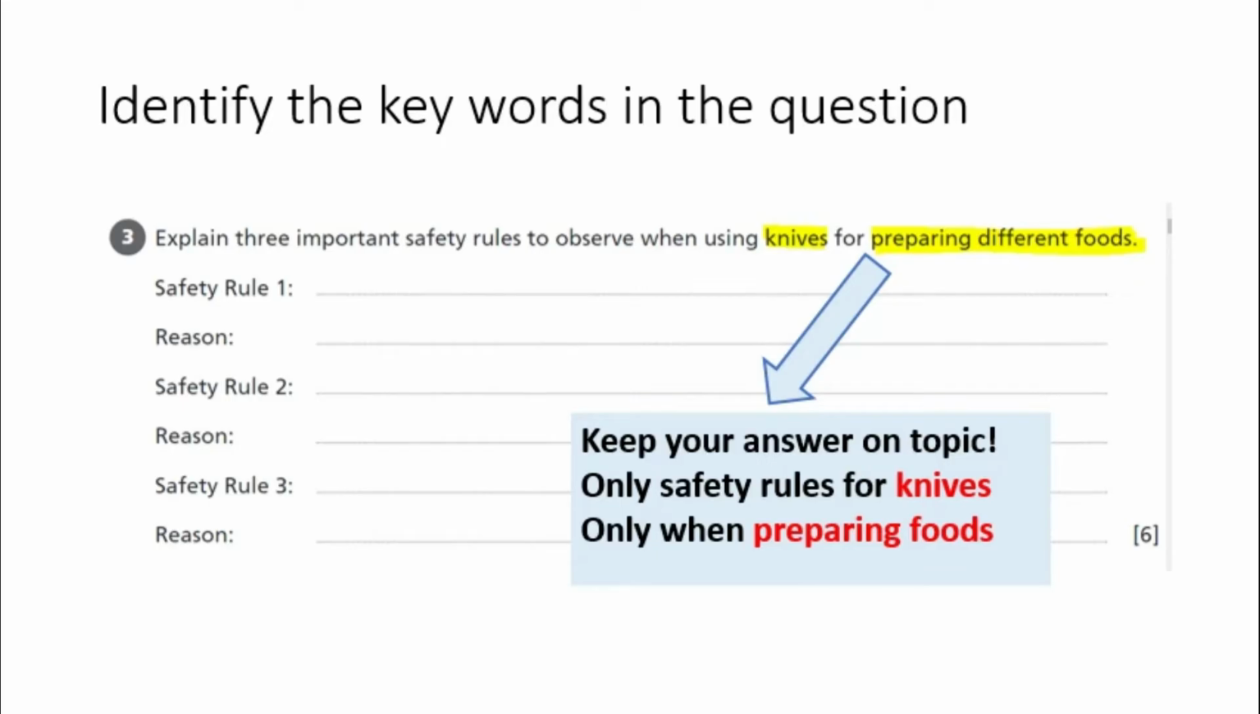But other keywords in this question include the number 3, because we're looking for 3 safety rules, and also the keyword important. Sometimes it's useful to think of other words that mean the same thing, as this sparks ideas of how you might approach this question. For example, important might also mean vital or essential. Knives, you also might think about sharp bladed equipment. And preparing foods, you would be thinking about chopping, slicing, piercing, peeling. So if you're not sure about those keywords, come up with other words that mean the same thing.